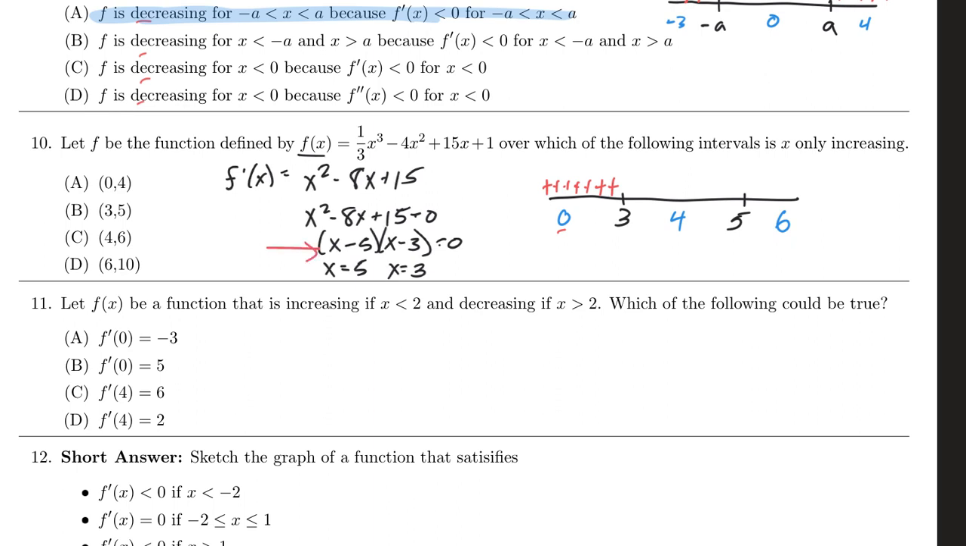4 minus 5 is a negative number. 4 minus 3 is a positive number. A negative and a positive make a negative. And 6 minus 5 is positive. 6 minus 3 is positive, so everything's positive.